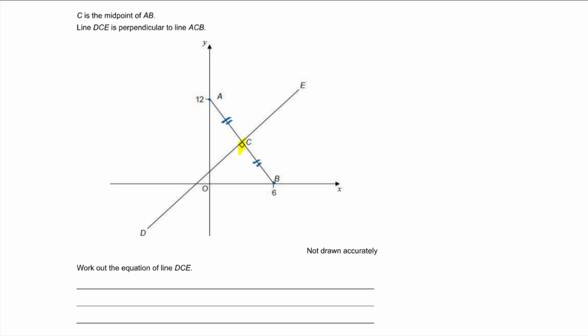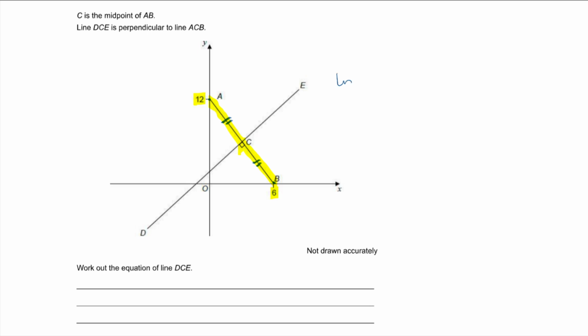Now I don't know much about DCE at the moment, but I do know a fair old bit about this line because I've got these 2 points here and here. Okay, and because I've got those 2 points, I can work out the gradient of that line. So if I work out the gradient of that line, then I can find the gradient of the other one using the same relationship we used earlier. Okay, so let's do the gradient of AB first.